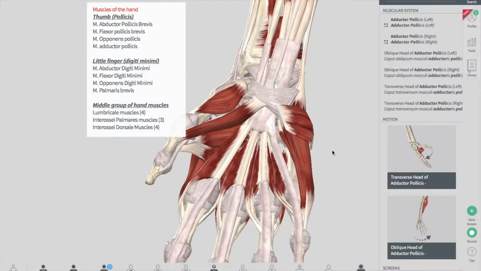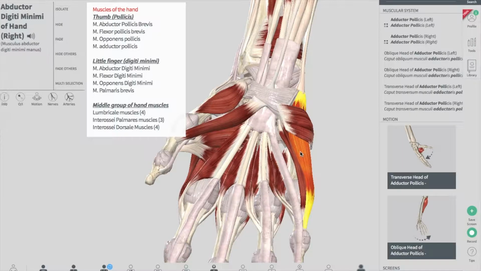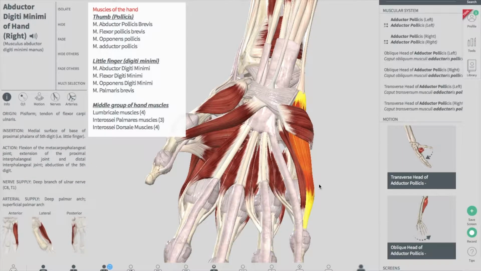The little finger has abductor digiti minimi, the same as the muscle for the thumb. This muscle originates from the os pisiforme, the bone of the wrist, and also this tendon right here called retinaculum flexorum, and it inserts at the base of the proximal phalanx of the digiti minimi. This muscle abducts the little finger, pulling it to the side.